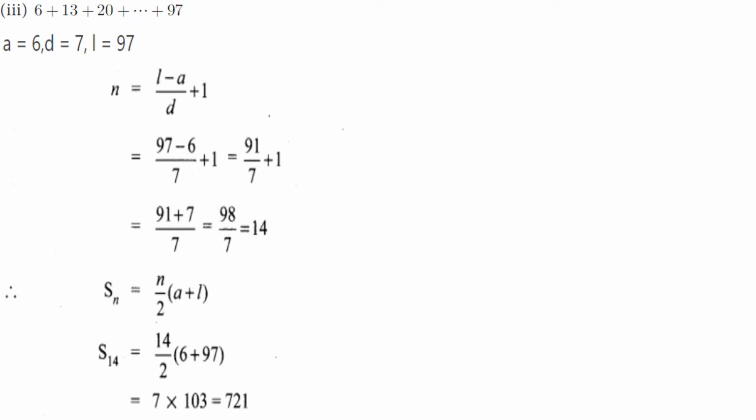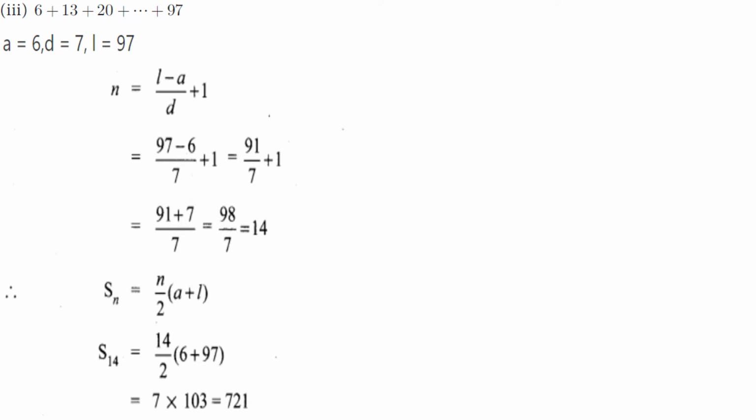So cross multiply with the 7. 7 ones are 7. So 91 plus 7 by 7, 98 by 7. You cancel it with the 7. So you get 14. So yes, N equal to 14. So you use this formula also. Sn equal to N by 2 into A plus L.